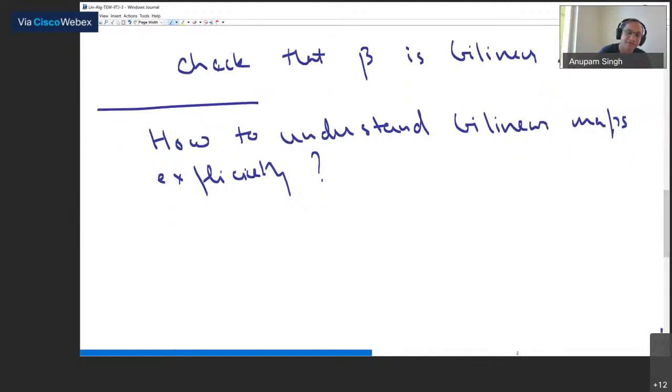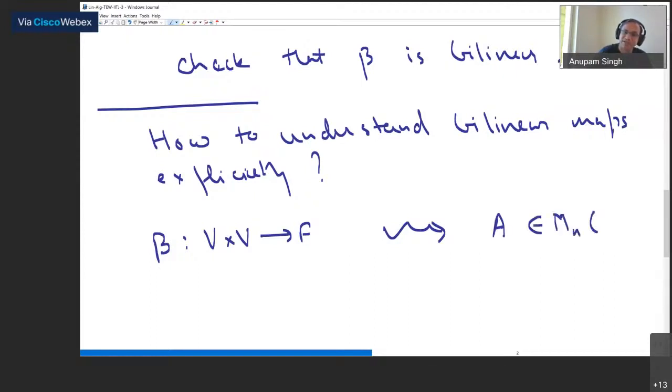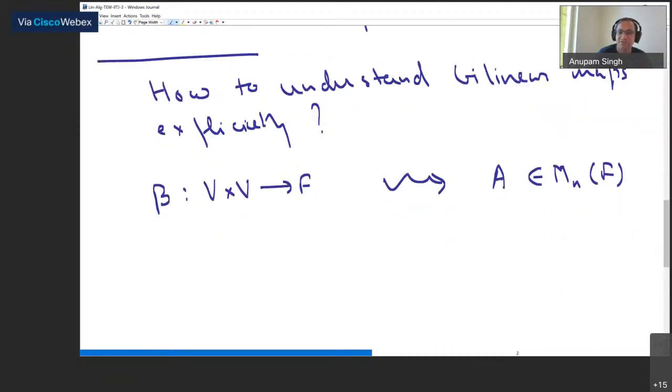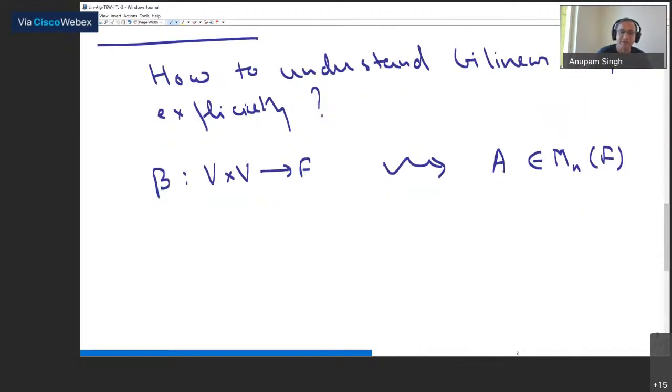So what I'm going to do is that, given any bilinear map from V cross V to F, I will associate a matrix to this bilinear map. Let's call the matrix A. It should be an n by n matrix, and in such a way that if I want to compute this bilinear map, I can compute it in the same way as in the previous example. So it will tell us that that is all possible examples. Okay, so that will be very nice.